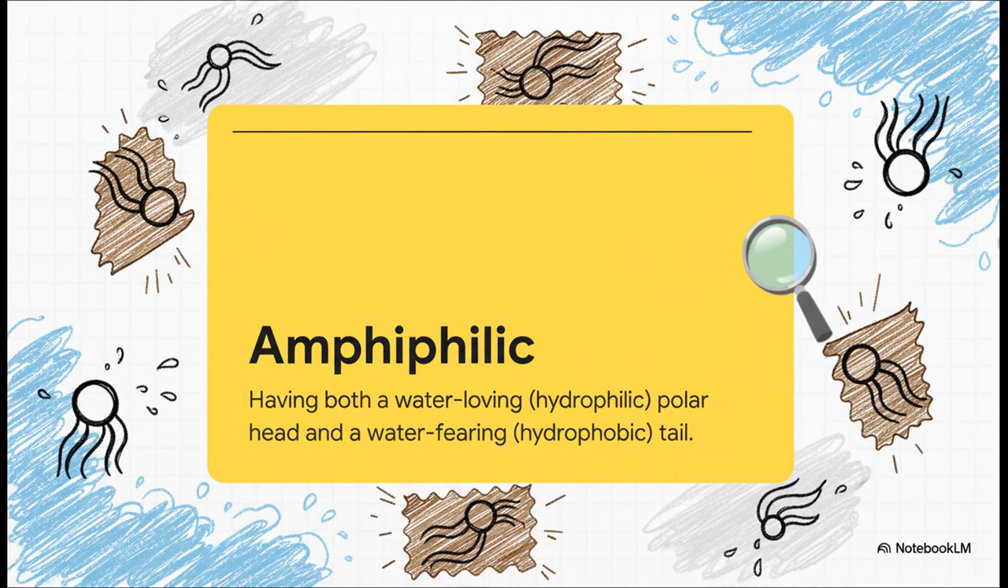Now, there's a fancy scientific term for this property, amphiphilic. It's a bit of a mouthful, I know, but all it really means is that this molecule has a split personality when it comes to water. That polar head is hydrophilic. Hydro for water, philic for loving, so it loves water. But the nonpolar tails, they're hydrophobic, phobic for fearing. They hate water and will do pretty much anything to get away from it.